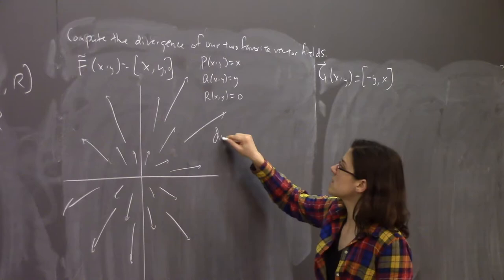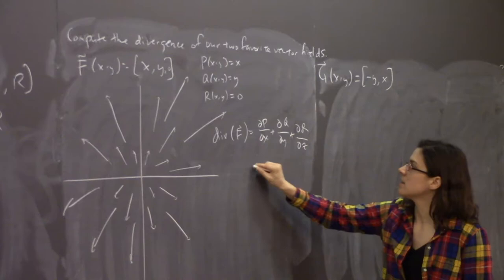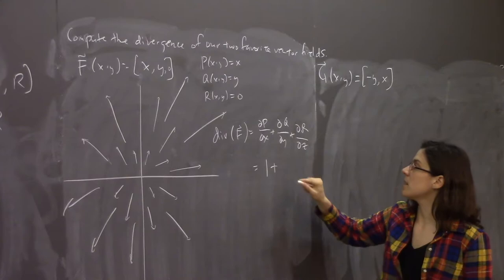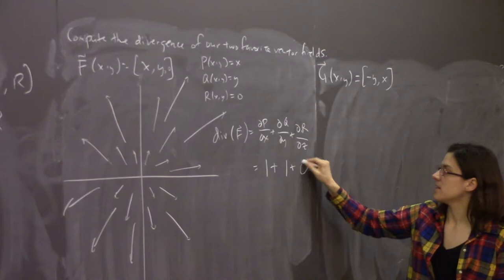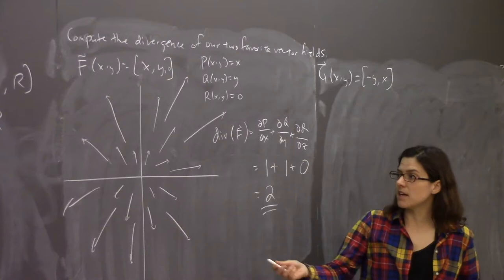So the divergence of F is partial of P with respect to x plus partial of Q with respect to y plus partial of R with respect to z. So let's do it. Partial of P with respect to x is 1, plus partial of Q with respect to y is 1, plus partial of R with respect to z is 0, so it's 2. Okay, so this tells you that stuff is being created. It's a source.